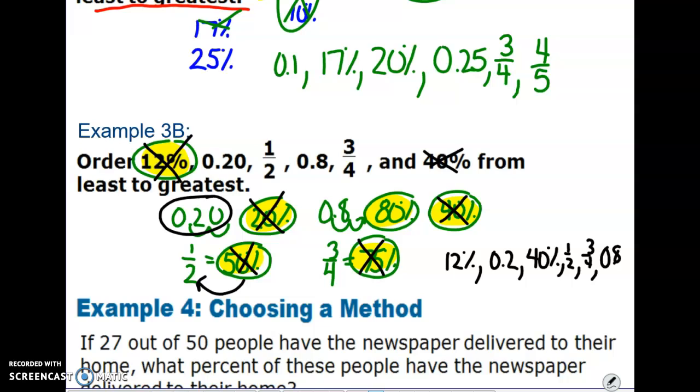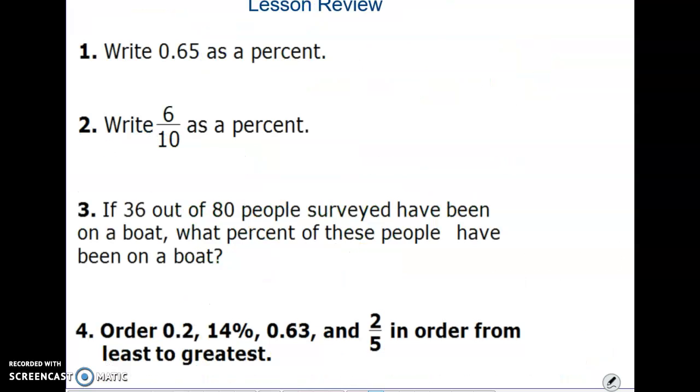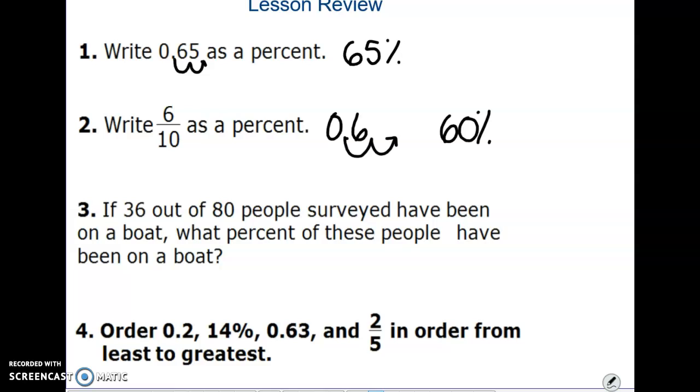Okay, so today we're going to be kind of mixing them all together a little bit. 65% as a percent, move it 2 places to the right, would give me 65%. 6/10, if I write that as a decimal, it looks like this. Moving my decimal point 2 places to the right is going to give me 60%. If I had 36 out of 80, I'm going to divide 36 by 80. And when I do that, I get 0 and 45 hundredths. Moving my decimal point 2 places to the right is going to give me 45%. And in the last one, I'm going to change them all to percentages also.